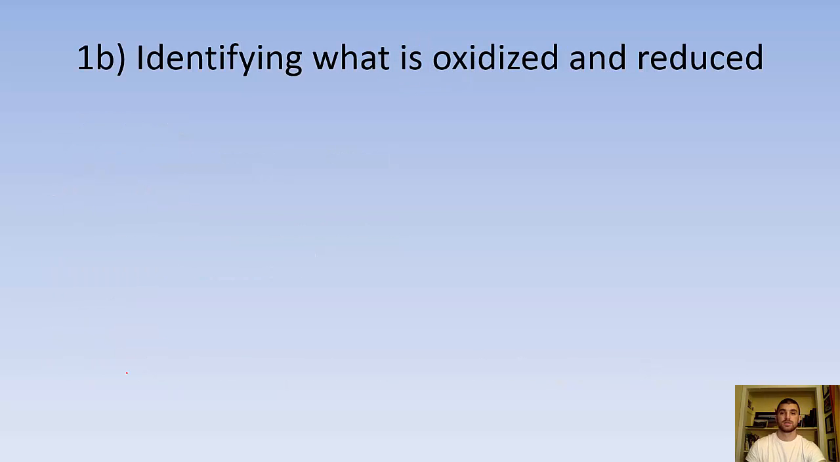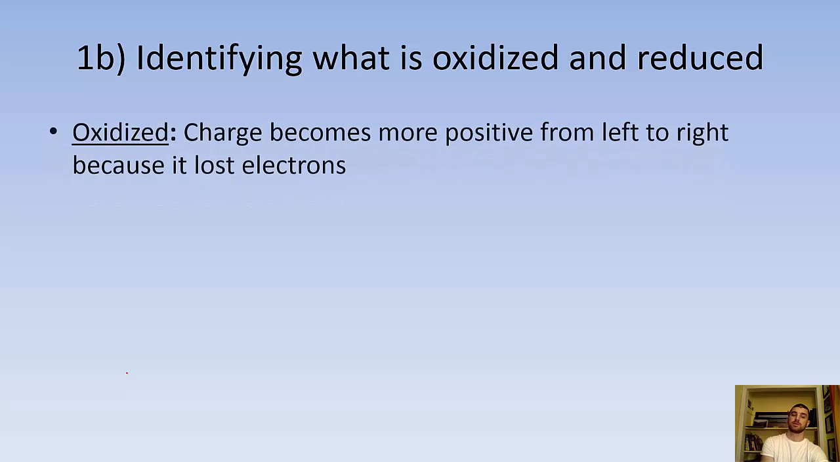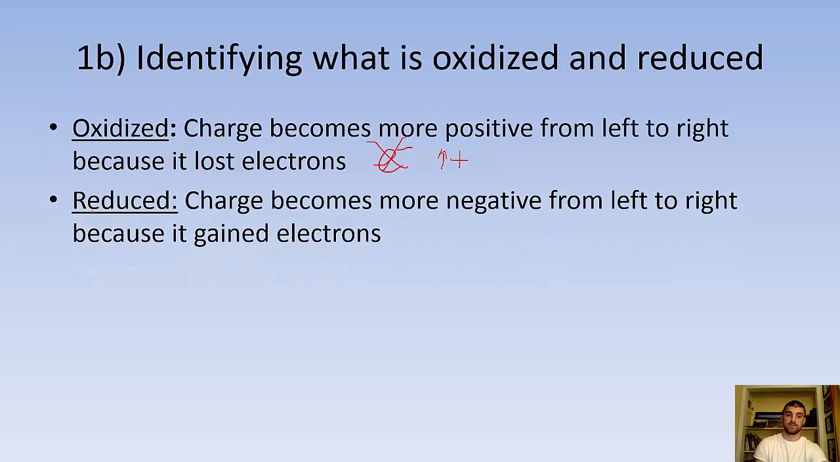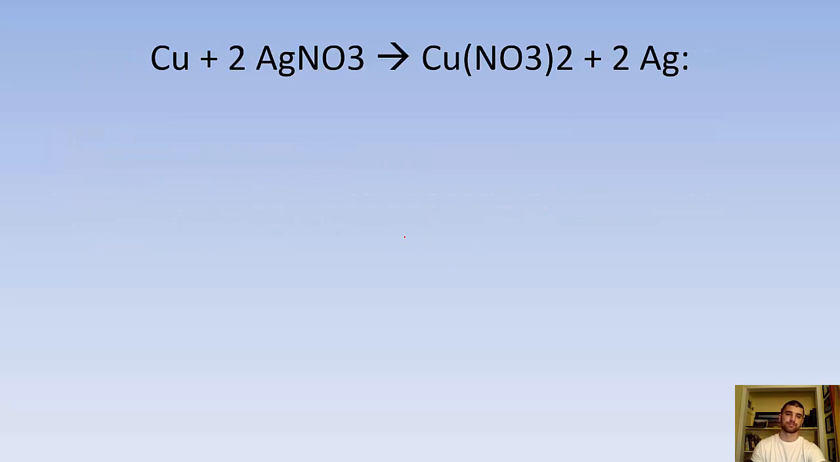So how will we know what was oxidized and what was reduced? Well, for things that are oxidized, the charge becomes more positive from left to right because it lost electrons. You have to remember that electrons are negatively charged, so if you start getting rid of them, you're going to make it more positive. And the opposite is true for reduction. If it's reduced, the charge becomes more negative from left to right, because it's gaining those negative electrons.